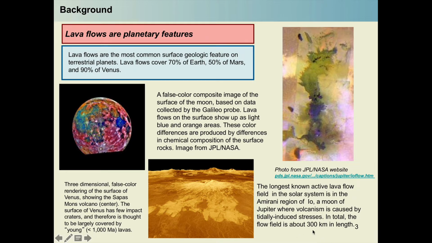We also know that there are lava flows on Venus, and this lower image here shows some of those flows. The surface of Venus also has relatively few impact craters, so it's considered to possibly be covered by relatively young lava flows. But we know from the morphology of these flows and the craters they seem to emanate from that there are indeed lava flows.